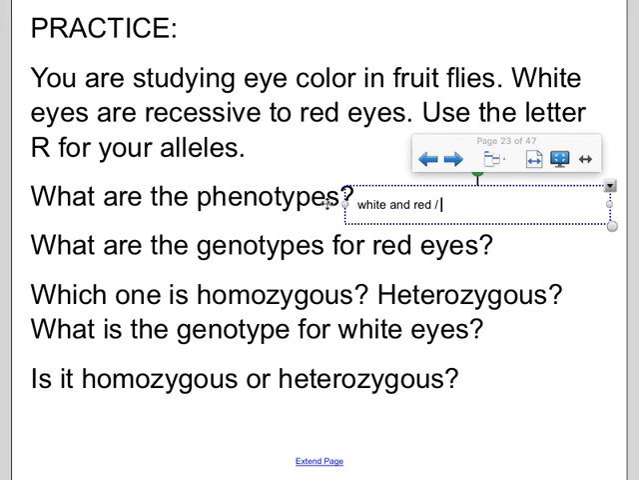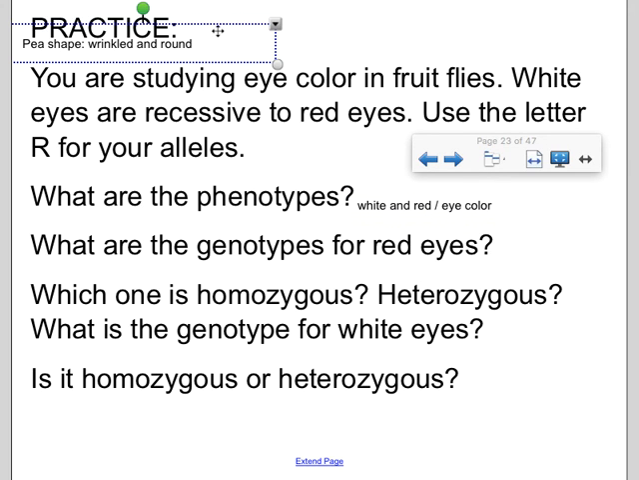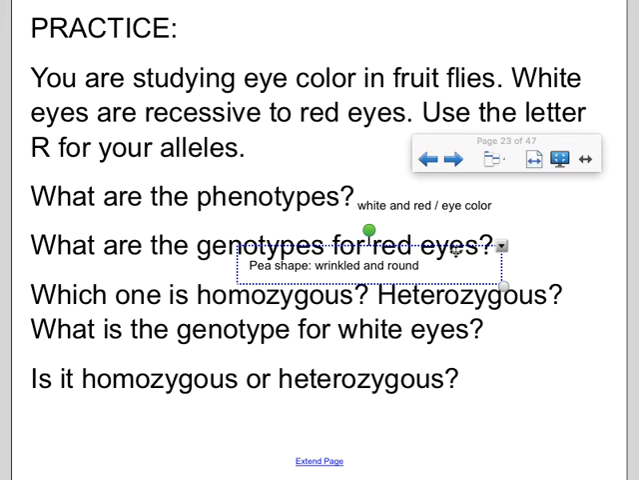Okay. What else could you write down? Pea color. Wait, not pea color. Fruit fly color. Would it be eye color? Eye color. Good. So red and white, I would also accept eye color. White and red.